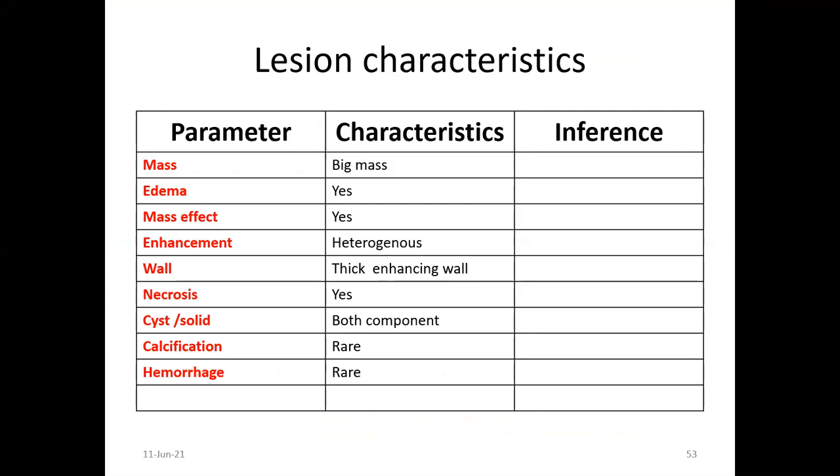If you look at the lesion characteristics, it is usually a big mass, sometimes smaller. Definitely there will be edema. If the mass is very large, it will have a mass effect, heterogeneous enhancement, thickened enhancing wall, and necrosis is present mostly. A cystic component will definitely be there. Calcification and hemorrhage are very rare characteristics.